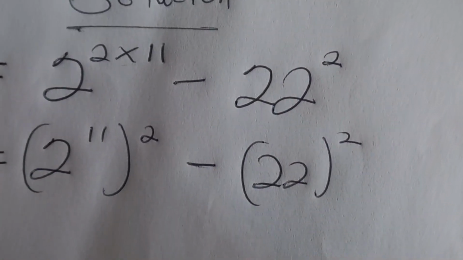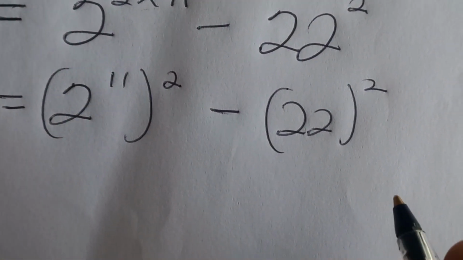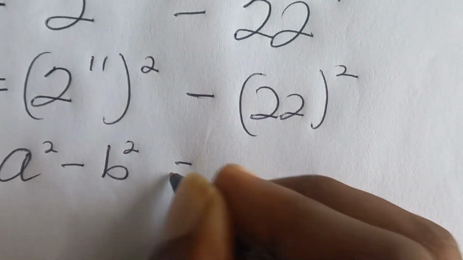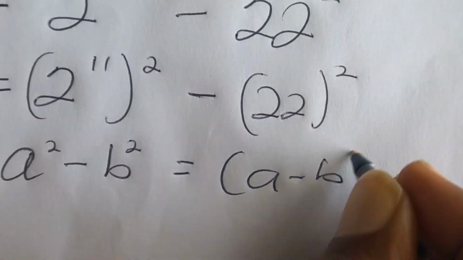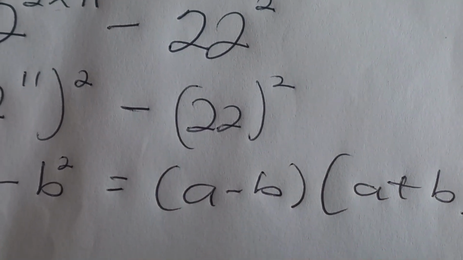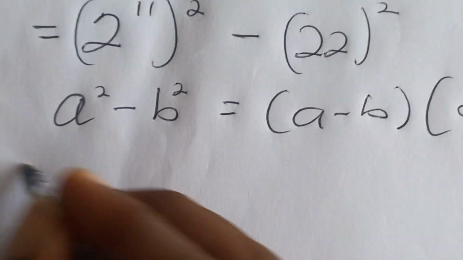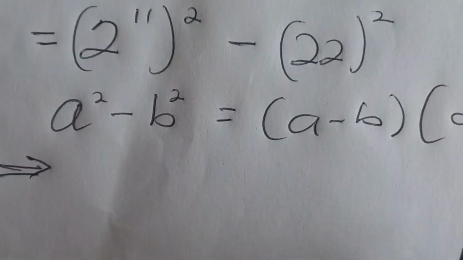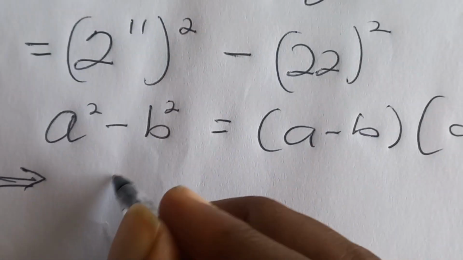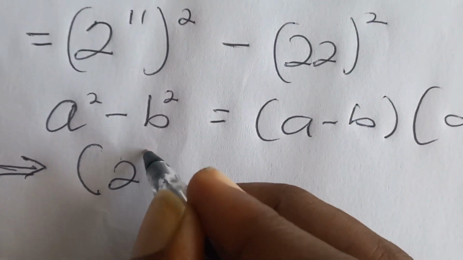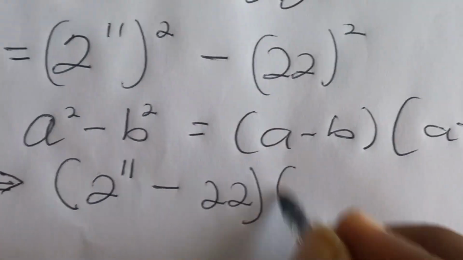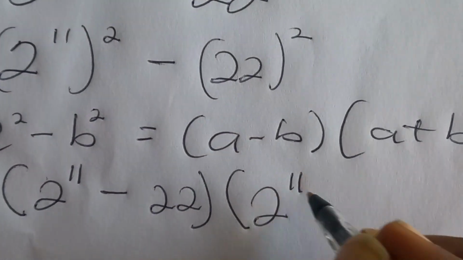So from here, we can decide to use the difference of two squares, which says that a squared minus b squared is equal to (a minus b)(a plus b). So let us transform our equation using the difference of two squares. We are going to get (2 exponent 11 minus 22)(2 exponent 11 plus 22).